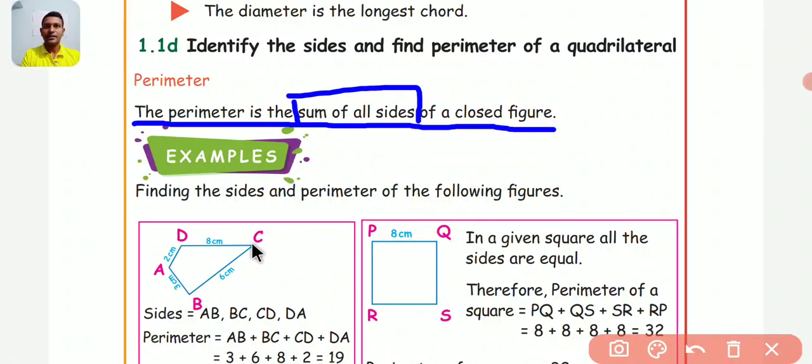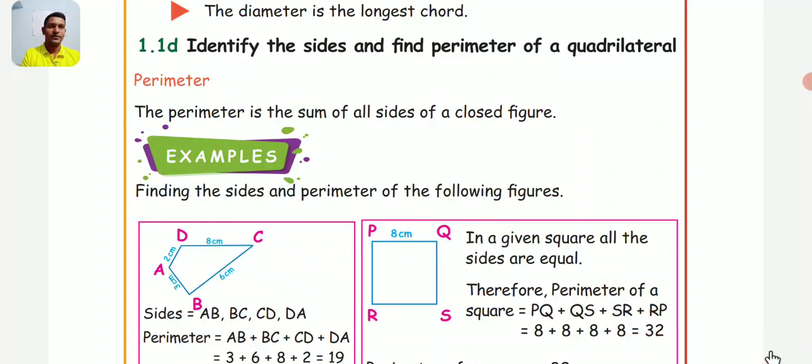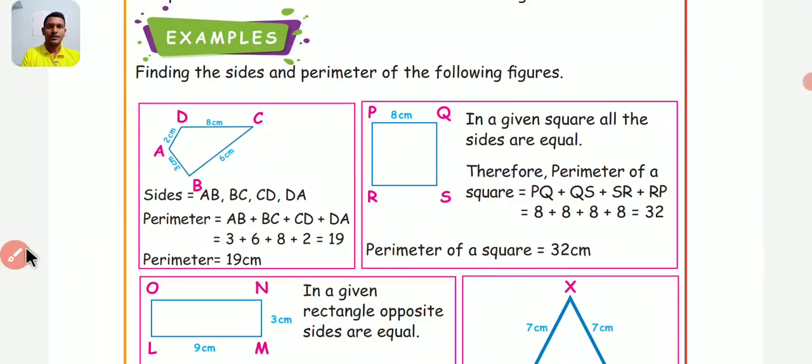Suppose, for example, here we have one figure. If you want to find out the perimeter, you have to add all the side values. Here they are mentioning side values in centimeters. You have to add all the side values, then you will find the perimeter of this figure. All the figures you have to do in this way. For example, let us discuss this example.